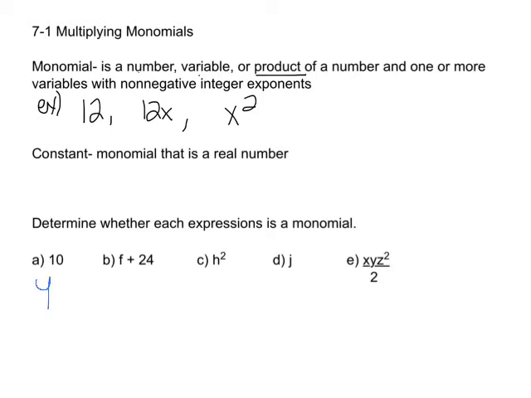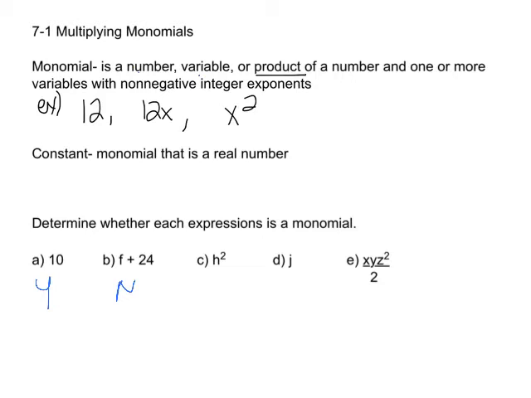B, I have f plus 24. Well, addition is not product, and I just don't have a number, and I don't have just a variable. I have an addition expression. So this is actually not a monomial because it's not a number, variable, or product.